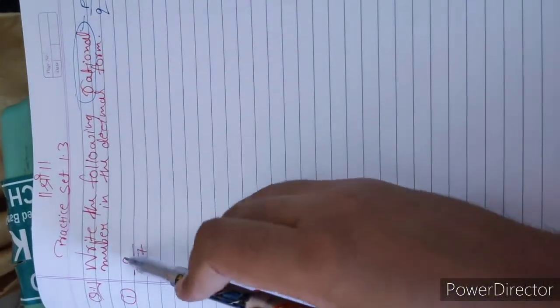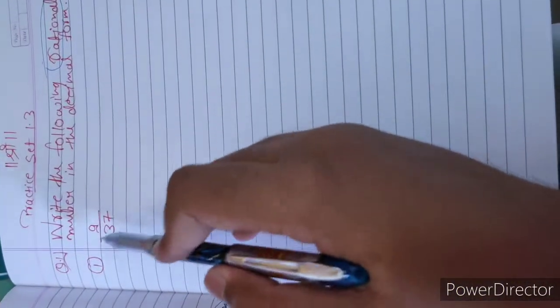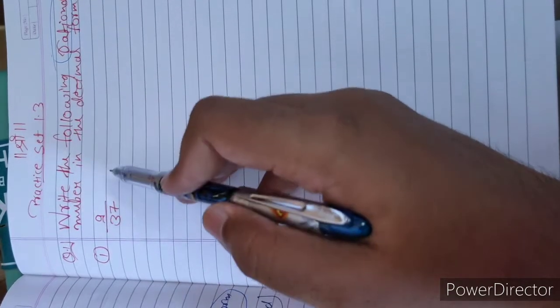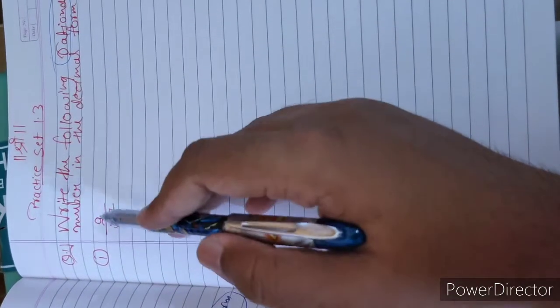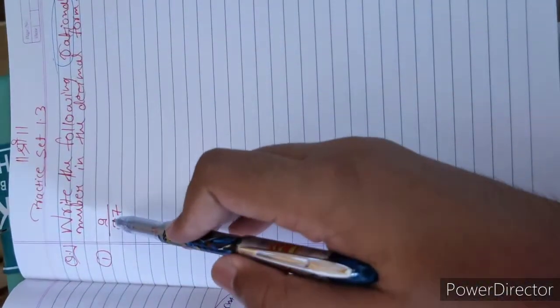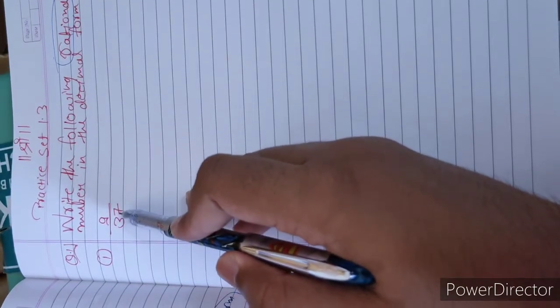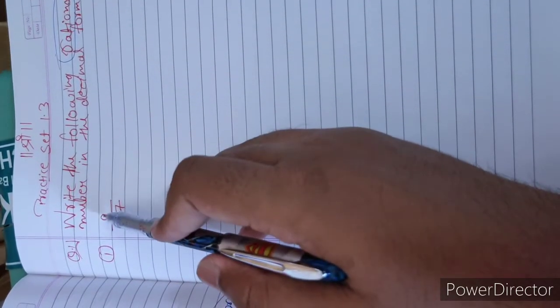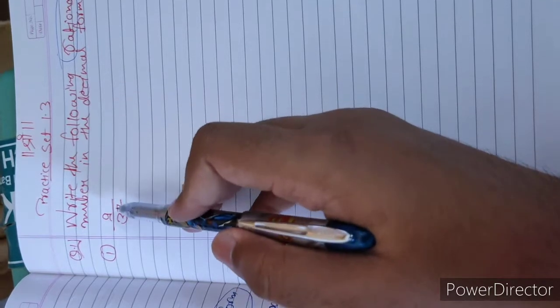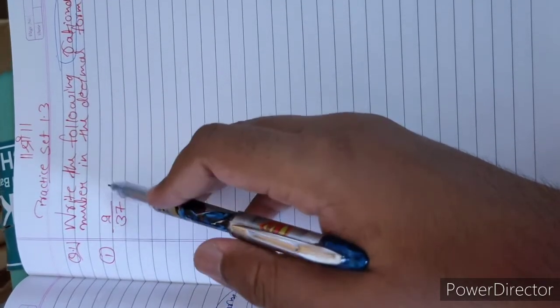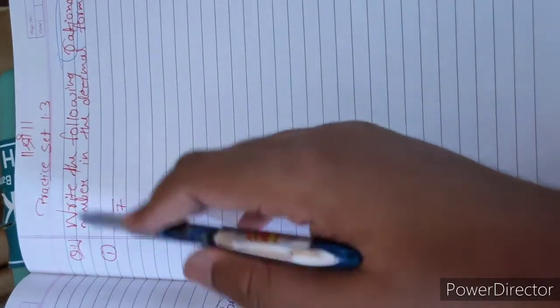Here we are given 9 by 37. As you can see, 9 by 37 is in the ratio of P by Q. Here P is 9 and Q is 37. In the numerator 9 is given and in the denominator 37 is given. So what will we do? We will divide the numerator by the denominator.